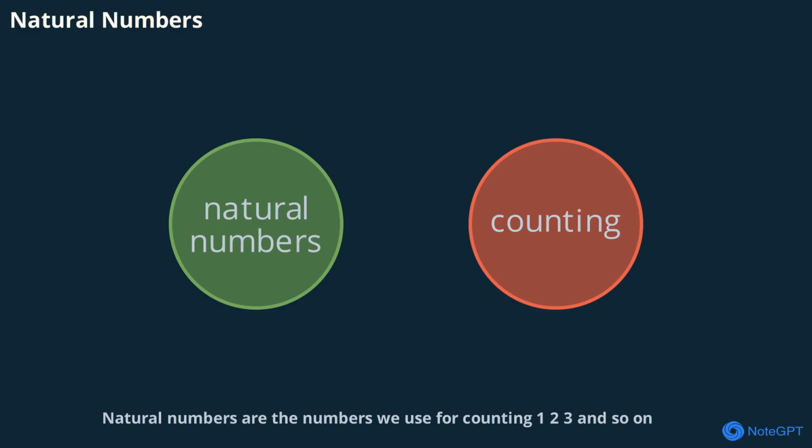Natural numbers are the numbers we use for counting: 1, 2, 3, and so on. They are the most basic numbers in the number system. Natural numbers do not include zero or negative numbers. They are used in everyday life for counting objects, people, and more.